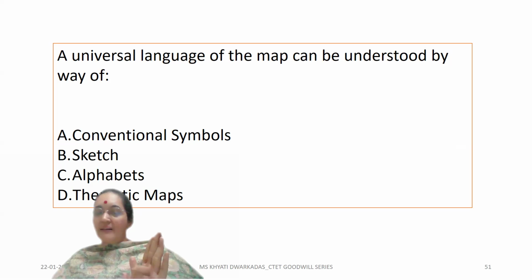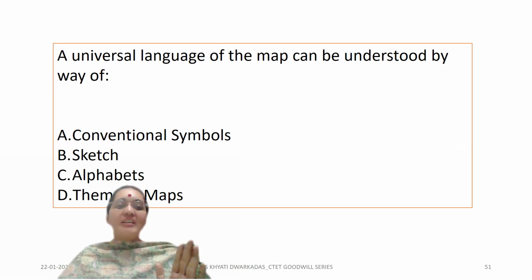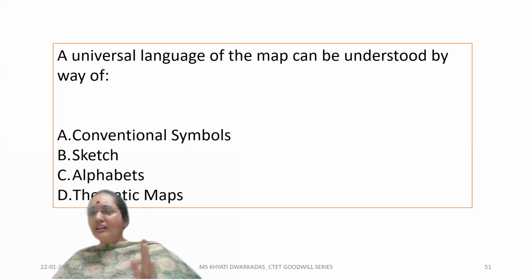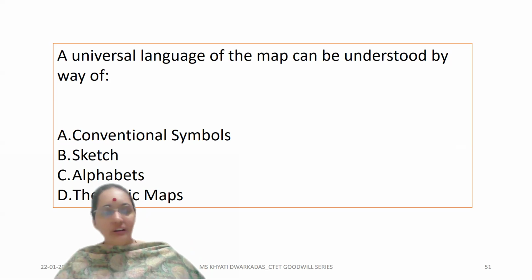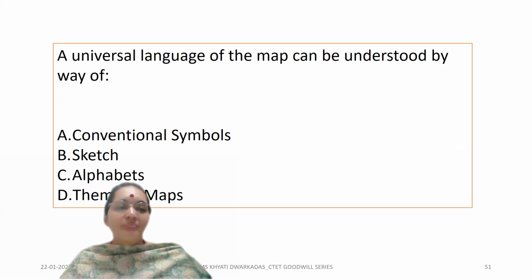A universal language of the map can be understood by way of conventional symbols, sketch, alphabets, thematic map. Very good. So Zainab ma'am and Janita ma'am are catching up. I think somebody is not answering today. Surya ma'am is also catching up. Very good. There's one more person who's not caught up with answers.